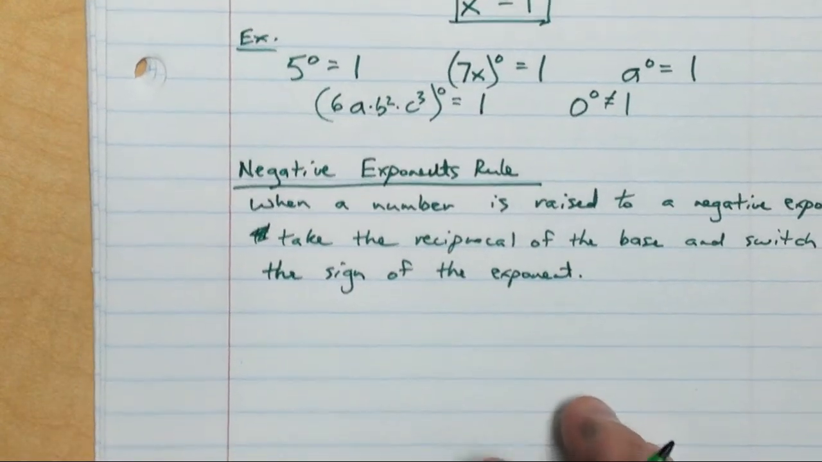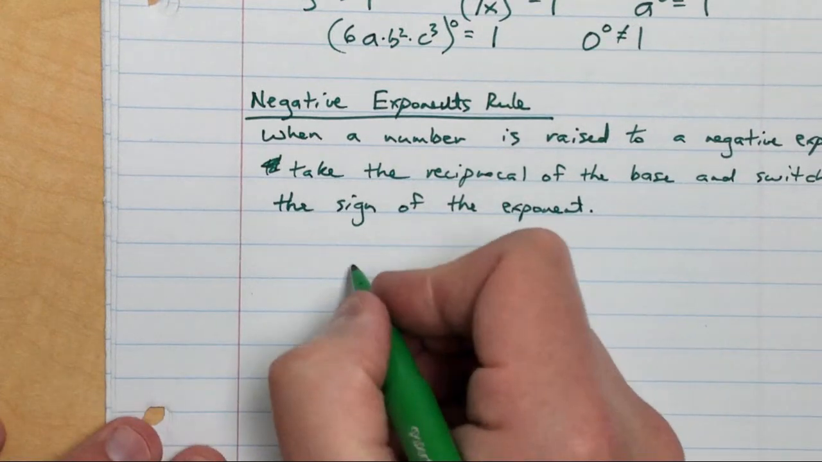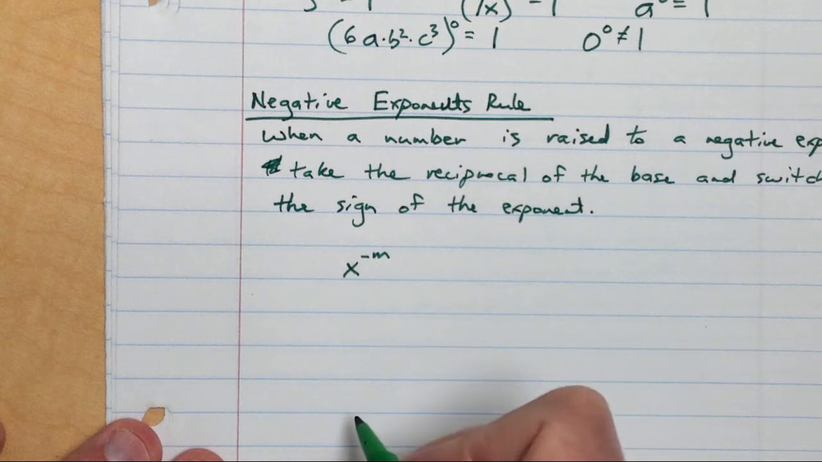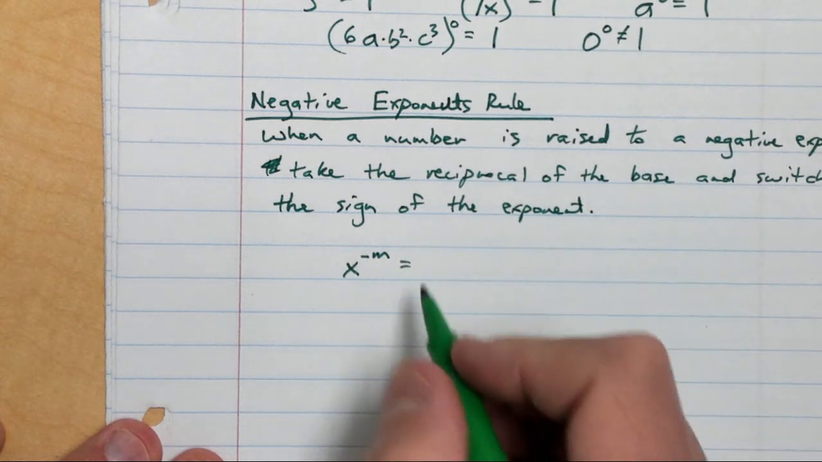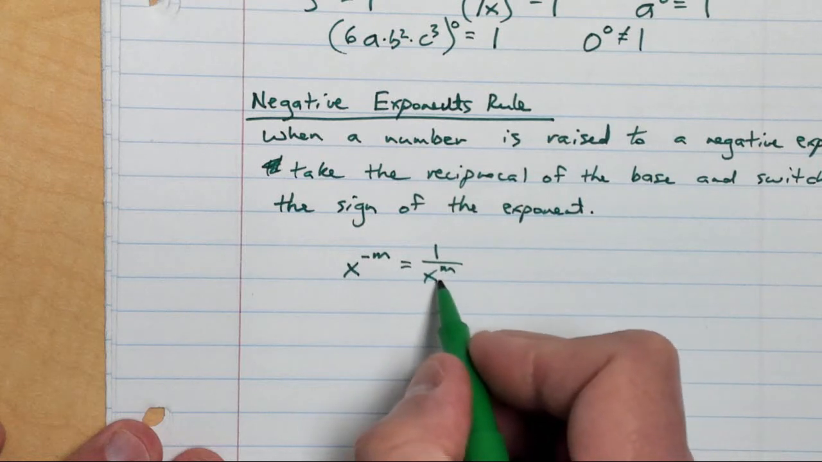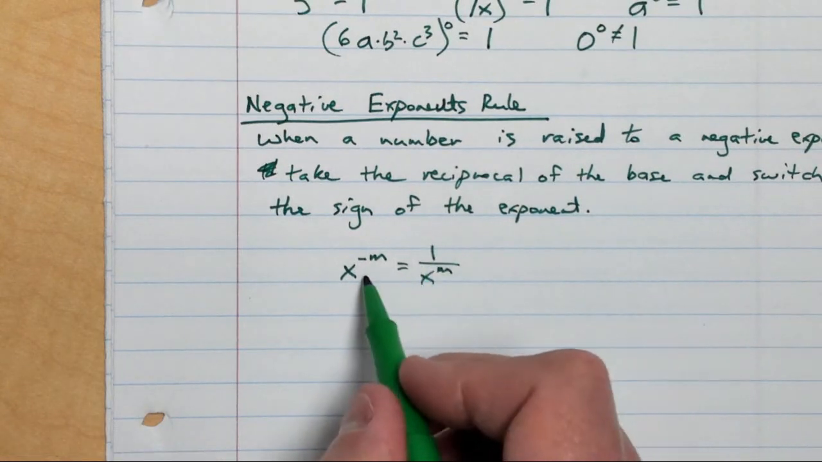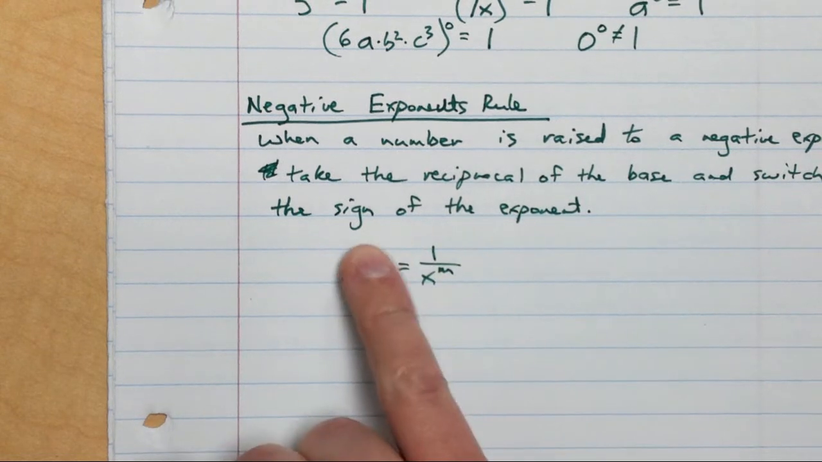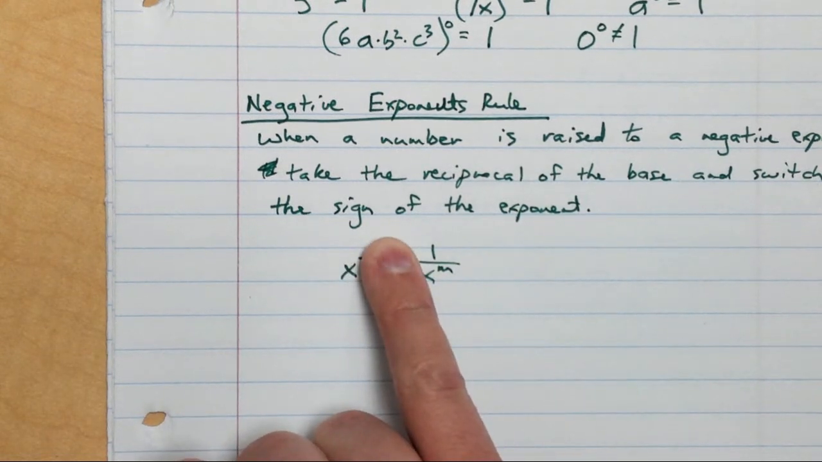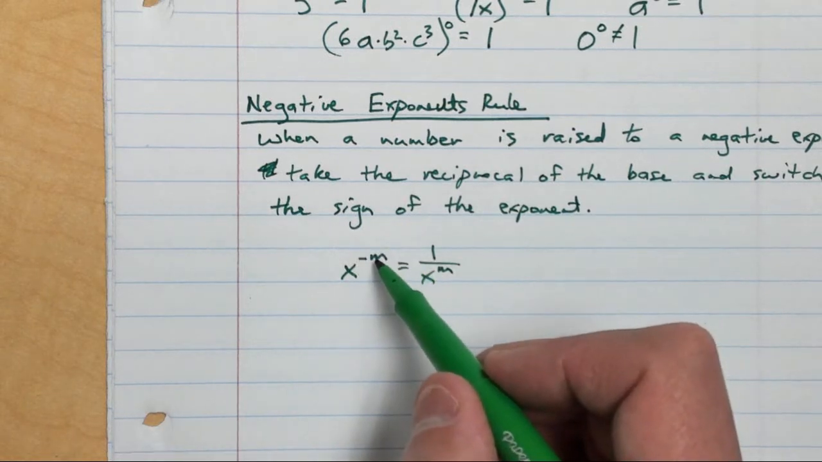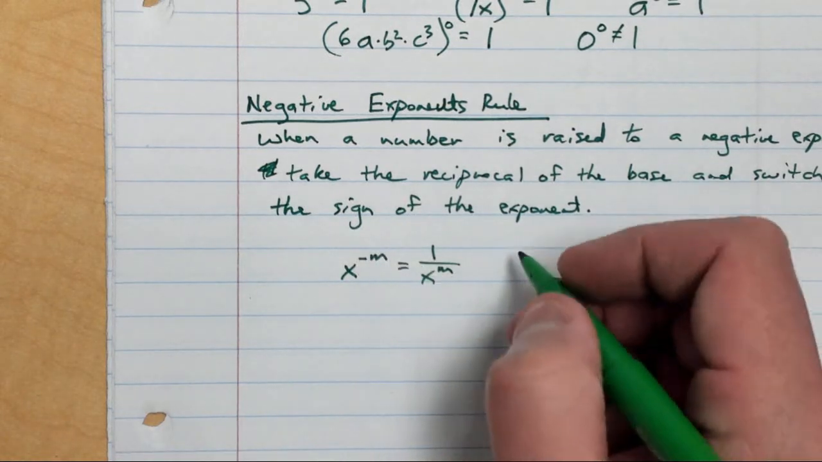And I'm going to write down a couple examples here, but let me write down the general rule of thumb. I have x raised to the negative power of m. That's the same thing as 1 over x to the m power, but this is the simplified version. So if I want to simplify x to the negative m, you take the reciprocal of the base. The base is x, so the reciprocal is going to be 1 over x. And then you just switch the sign from a negative m to a positive m.